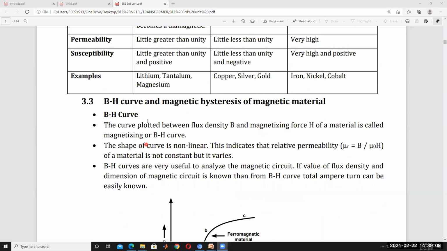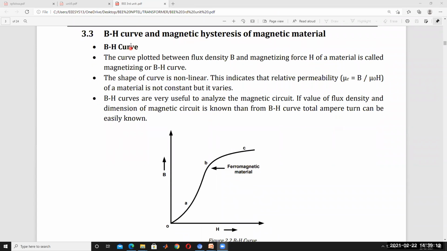And then the BH curve is also one of the important concepts of the transformer: the BH curve and magnetic hysteresis of a magnetic material. This is also an important concept. It may be asked as a short answer. This question may be compulsory, I think.